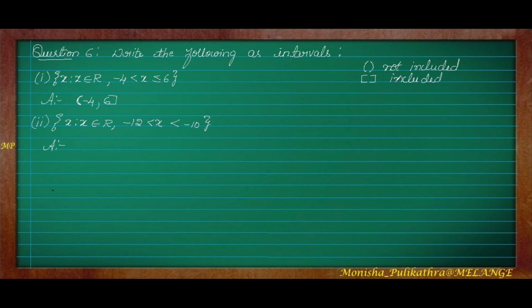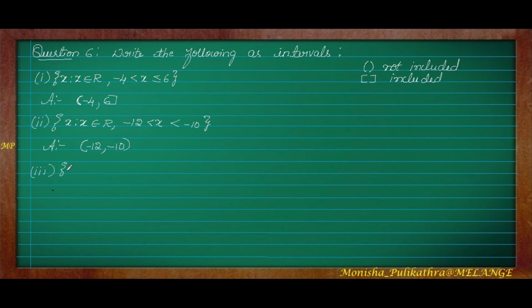If it is not included, what do we have to write? We have to write the round bracket. So we have to write bracket minus 12, since minus 12 is not included, comma minus 10. Again minus 10 is also not included. Therefore we have to write the normal bracket on both sides. I hope you understood. So moving on to the third question.